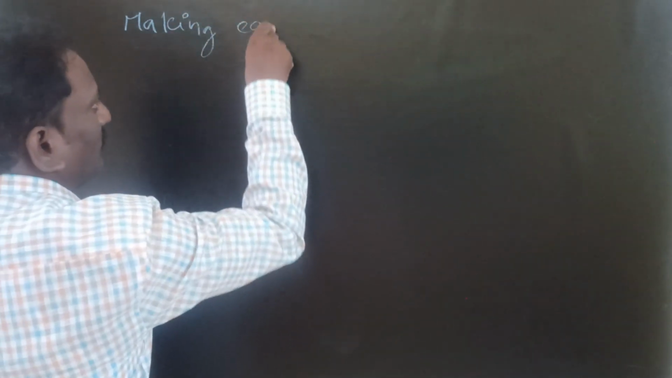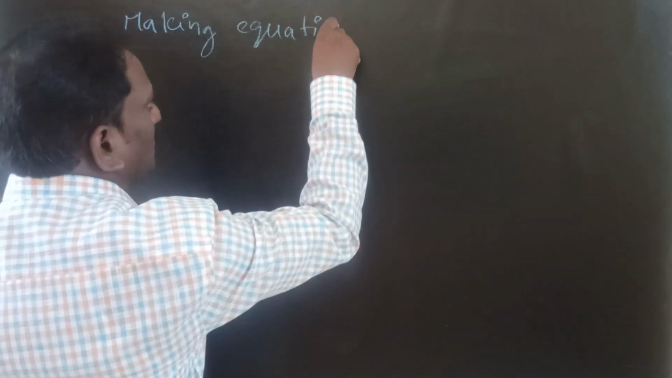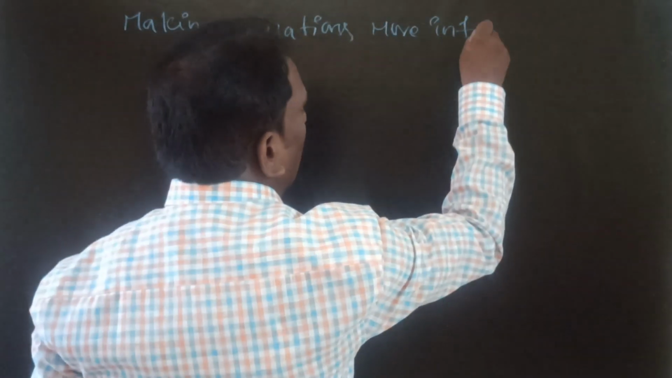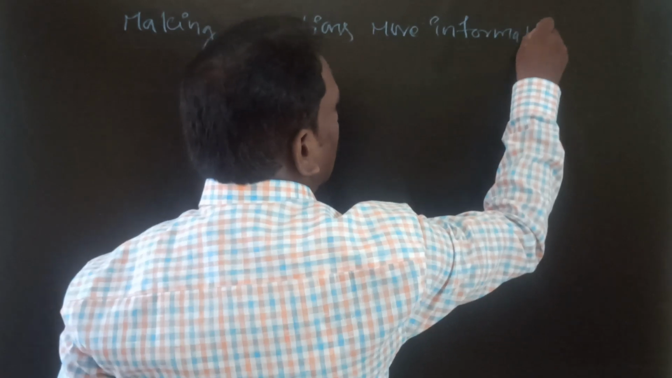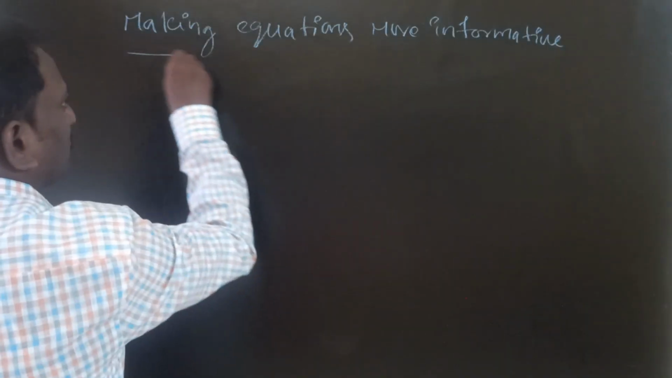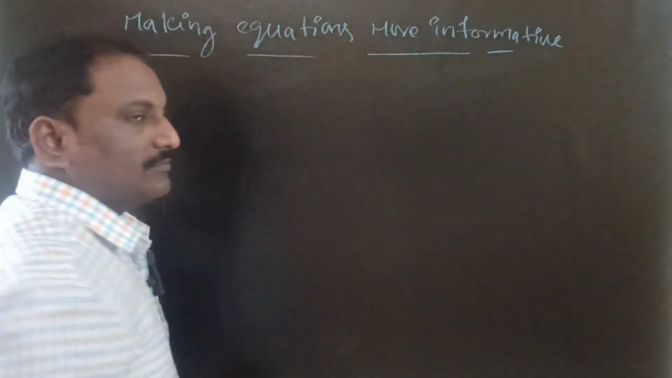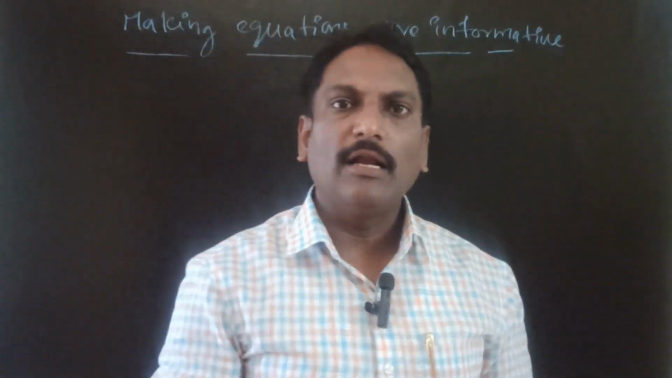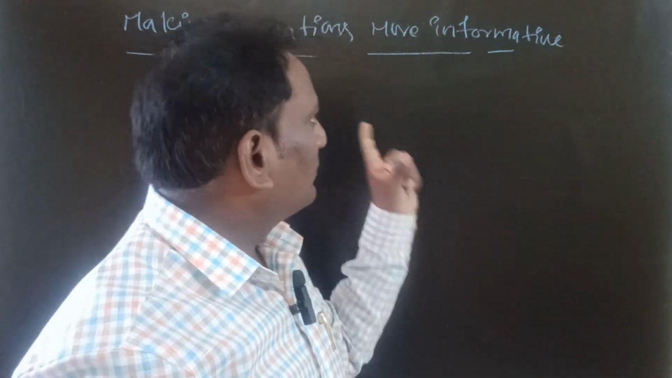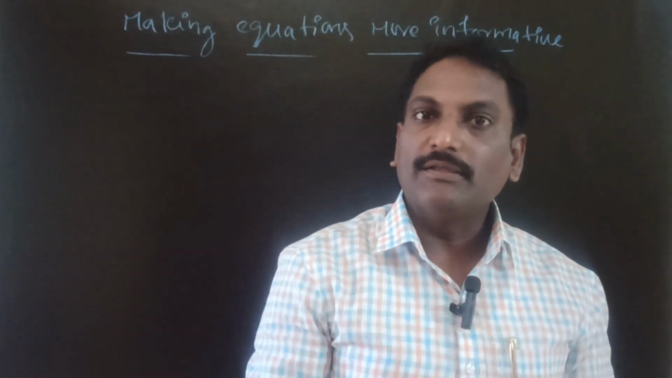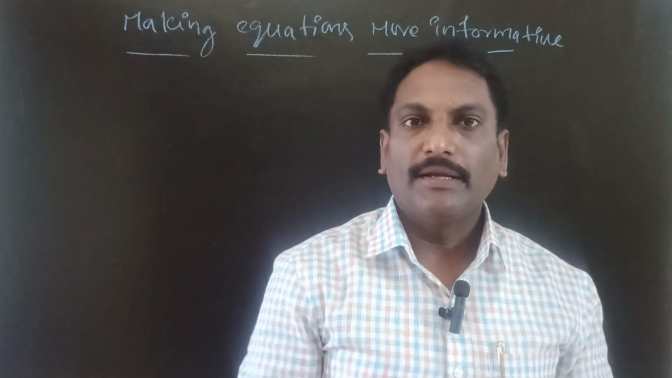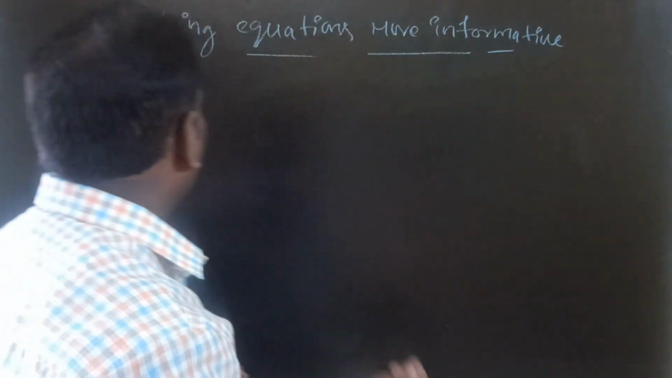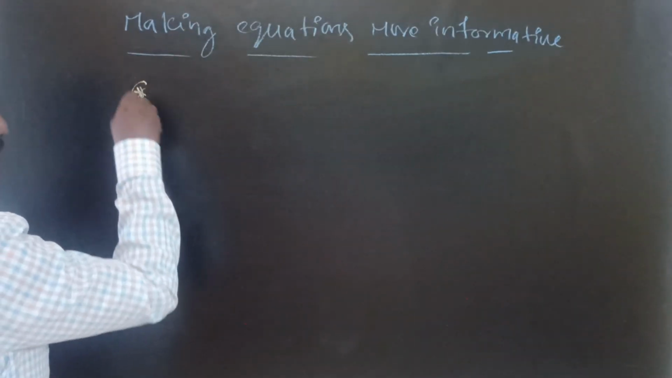Making equations more informative. In the last session I only showed how to write and balance the chemical equation. But we need to make the equations more informative by mentioning three points. One is the physical state of the reactants and products.